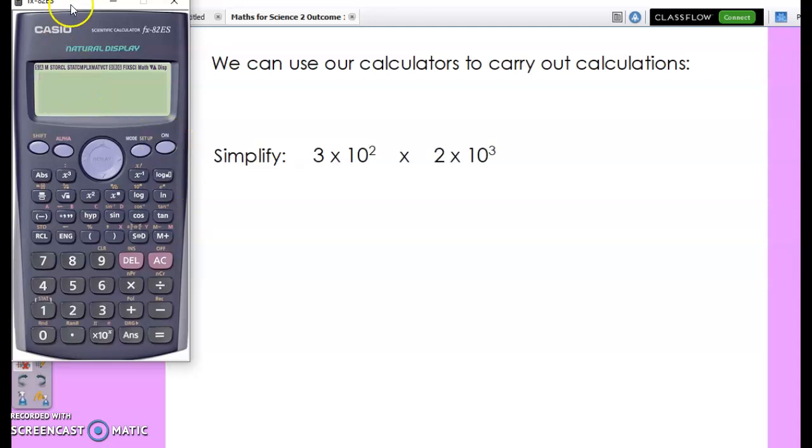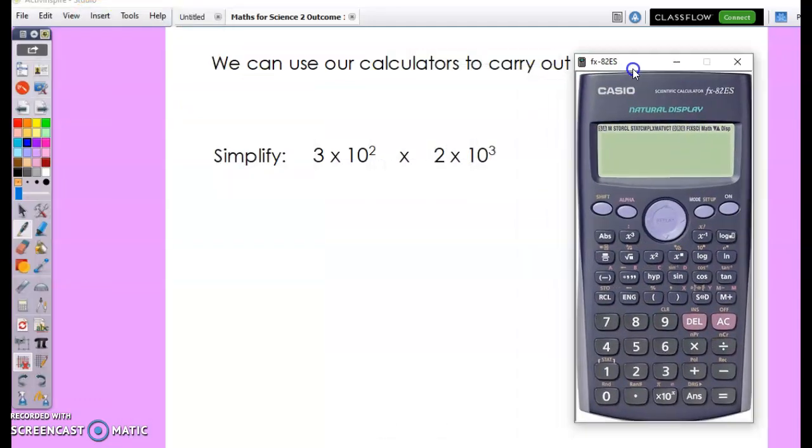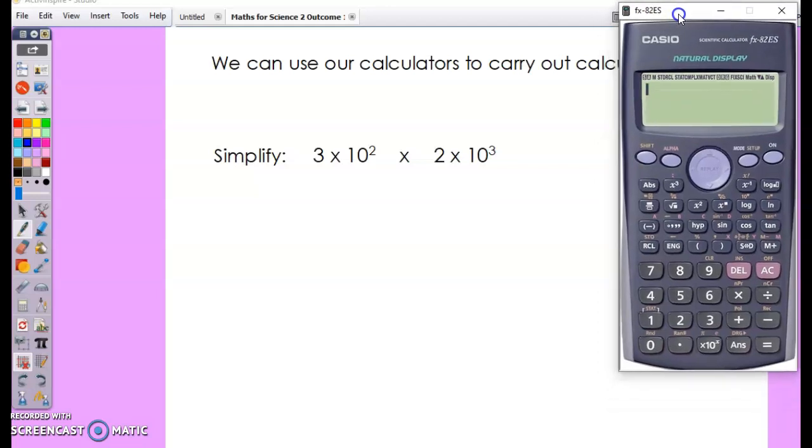Okay, we're going to continue our look at scientific notation or standard form, and this time we're going to look at how we can use our calculators. While you're going through this video, get your calculator out and make sure you're typing it in, and if you're not getting the same answer as me, please get in touch with me. Don't just sit and watch the video, have your calculator out.